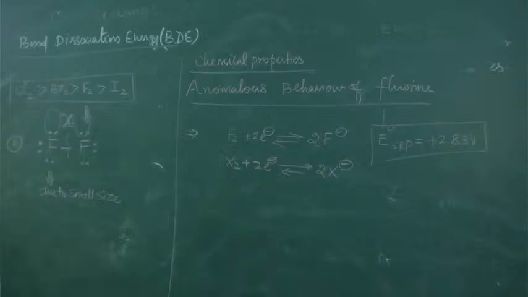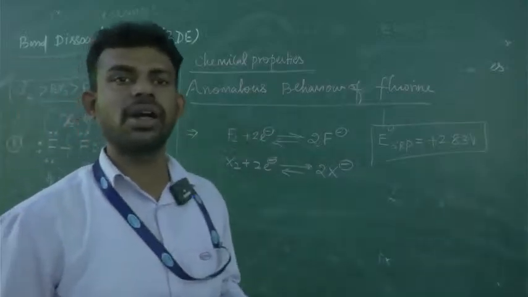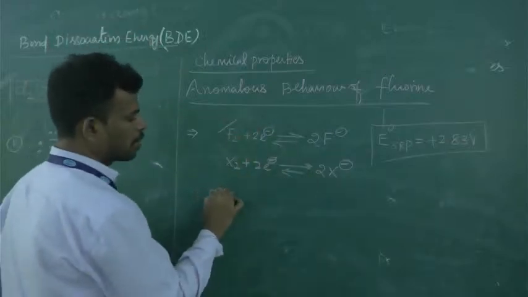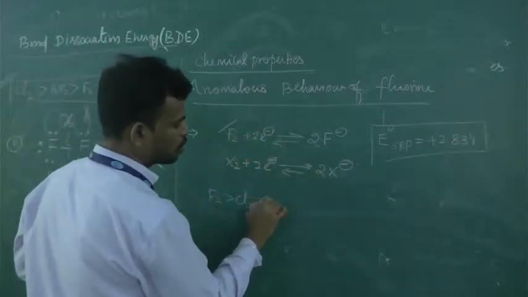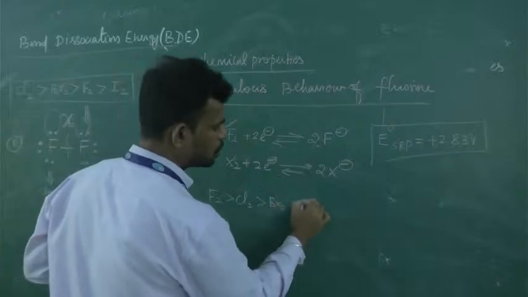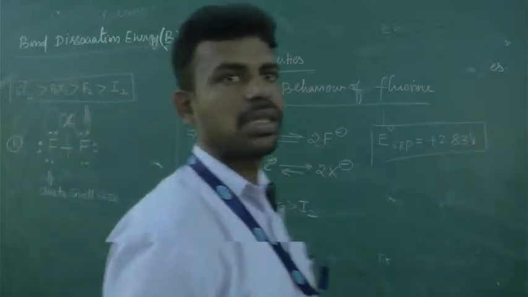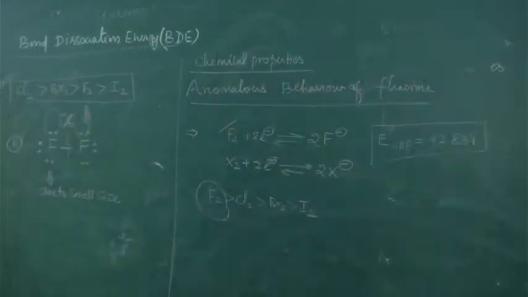Is it clear? About the electrochemical series, which one is the strongest oxidizing agent? F2. Order: F2, Cl2, Br2, I2. F2 is the strongest oxidizing agent. Strongest oxidizing means it is a good electron acceptor. A reducing agent is a good electron donor. Please note this.